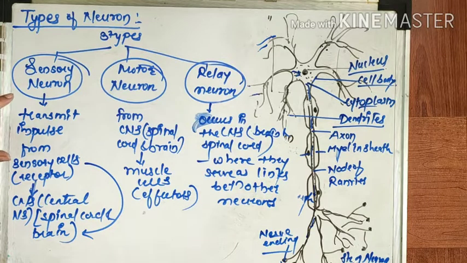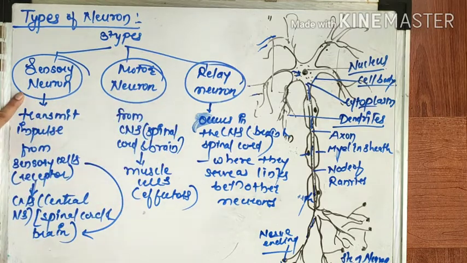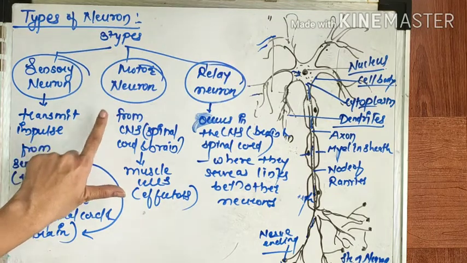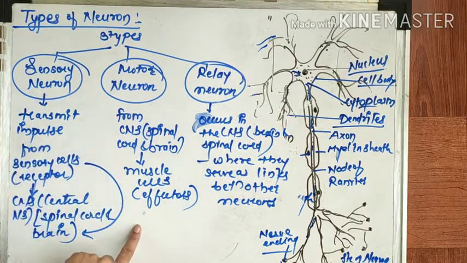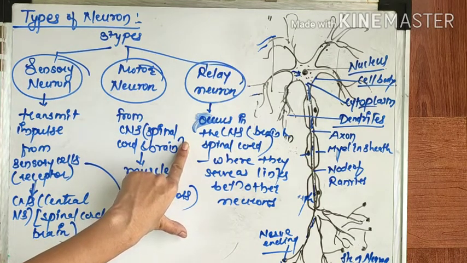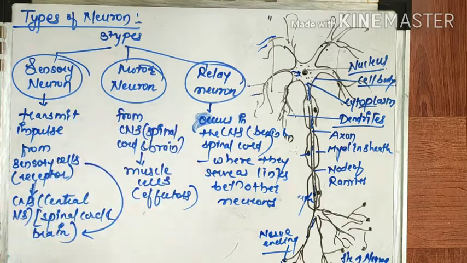These are the three types of neurons in the nervous system. First is the sensory neuron, second the motor neuron, third the relay neuron. What is a sensory neuron? It transfers the impulse from the receptor to the central nervous system, the brain and spinal cord. And what is the motor neuron? It transmits the impulse from the spinal cord and brain to the effector, that is a muscle cell. And what is the relay neuron? It also occurs in the central nervous system, present in the brain and spinal cord, but it serves as a link between these two neurons. That's called a relay neuron.